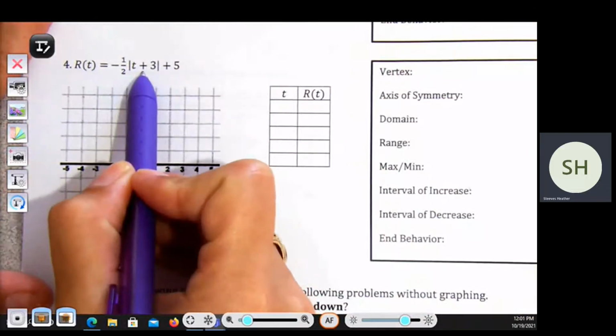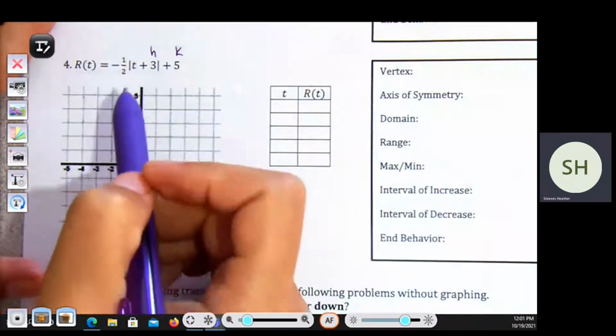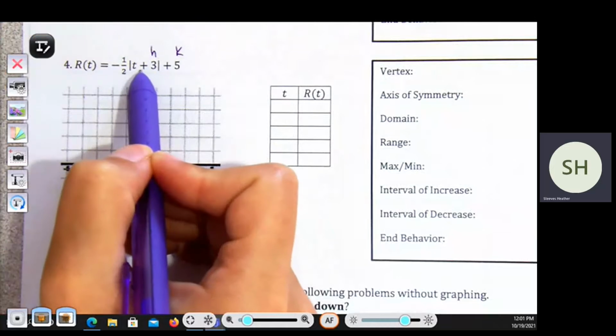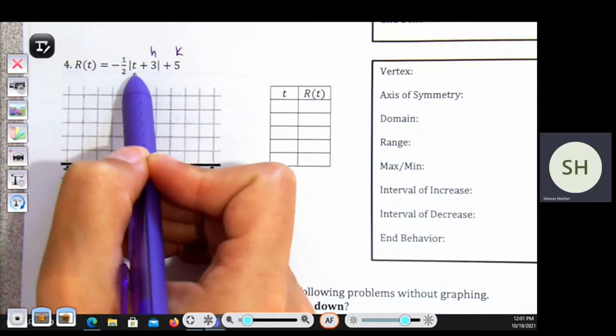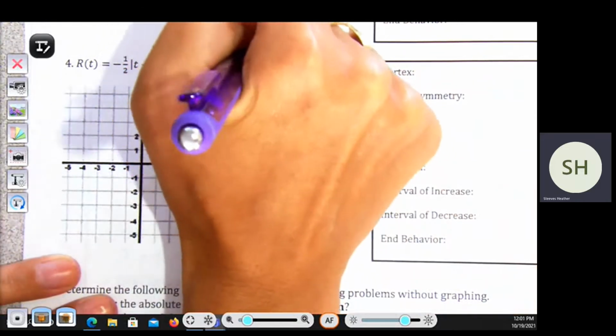It's -3. This is h, this is k. In the formula, there's already a minus sign. So if this is a minus sign to start and now it's a plus, that h has to be negative to make that plus. So the vertex is -3, 5.